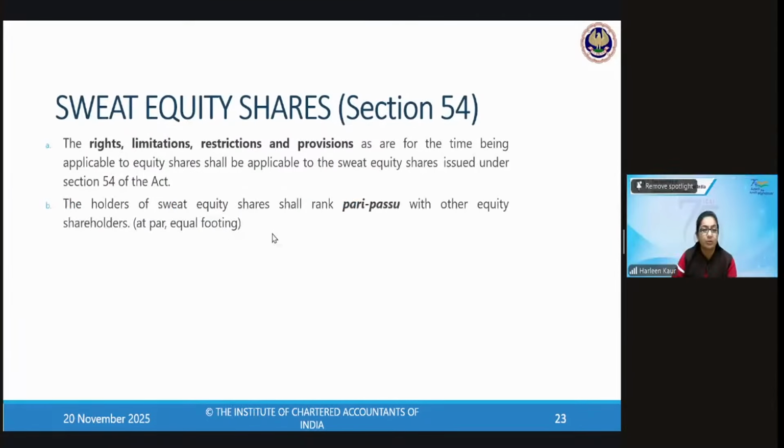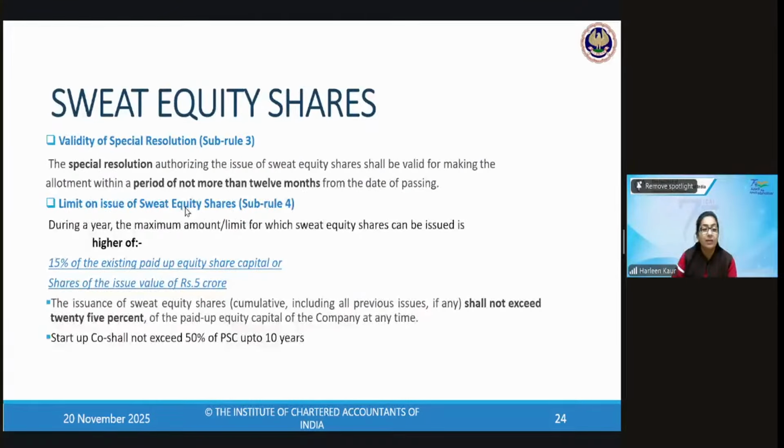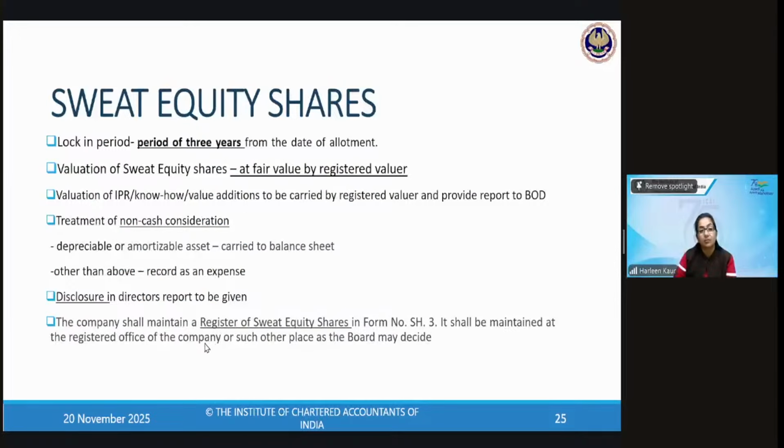Pari passu, everybody remembered. What is the limit? Somebody was writing 25%. Son, that is for buyback. What was the maximum limit here? 15% of the existing paid up equity shares or 5 crore, whichever is higher. However, it shall not exceed 25% at any point of time. But for the startup, it should not exceed 50% up to 10 years. Everybody has written this answer beautifully. The lock-in period is 3 years.